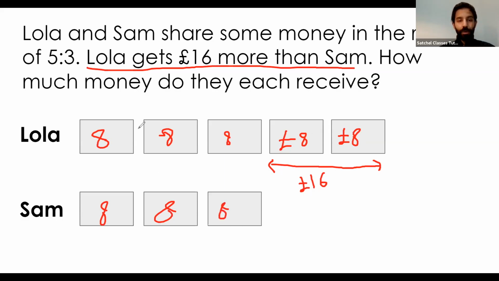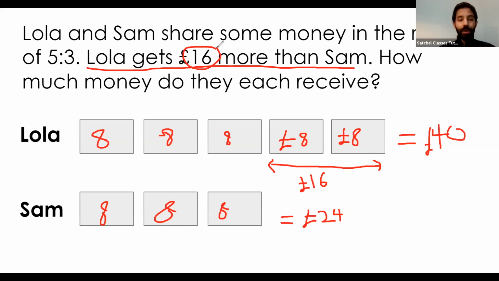So in total, we have 1, 2, 3, 4, 5 lots of 8, which is equal to a total of £40. And then here we have a total of 3 lots of 8, which is £24. And we can see the difference between 40 and 24 is the 16 that's mentioned in the question.